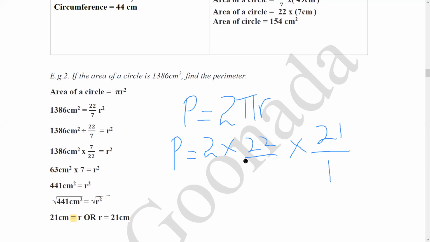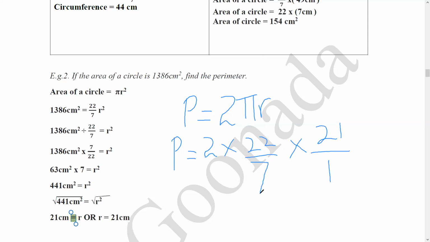All right, so this is supposed to be 22 multiplied by 22 over 7 multiplied by 21 over 1. And of course, you'll use a calculator. So 22 multiplied by 22 over 7 multiplied by 21 will give us, anybody knows? 132 centimeters. Correct. So the perimeter in this case was 132 centimeters. All right. Any questions? No, sir.